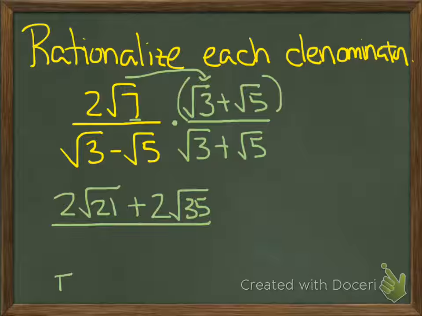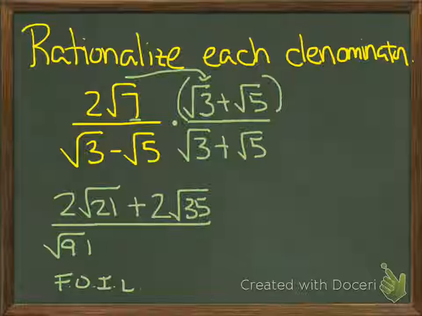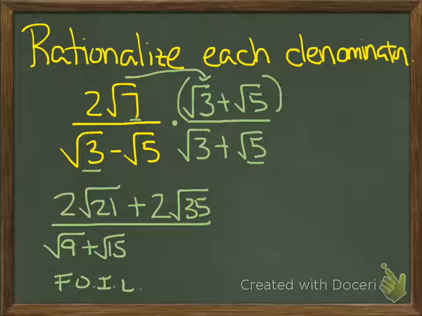Again, for the denominator, we're going to do FOIL. So multiplying the first together, square root of 3 times the square root of 3 gives us the square root of 9. 3 times 5 gives us the square root of 15 for the outer. The inner gives us negative 5 times 3, which is 15. And the last gives us 5 times 5 for 25.